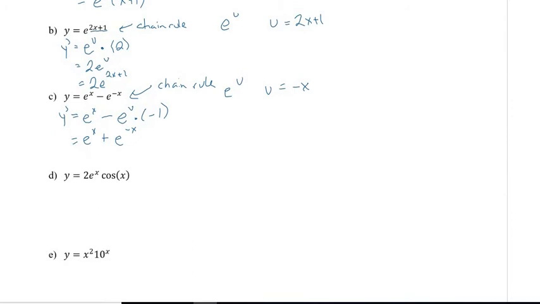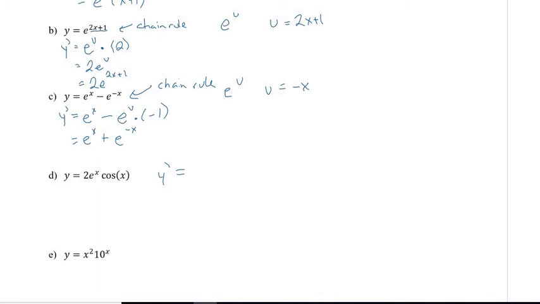Hopefully these are starting to make a little more sense, but it's just a matter of looking at each one and analyzing it as you go. For the next problem, we have y equals 2 times e to the x times cos of x. Now we have some trig thrown in there, but it works out the exact same way. The same rules apply, and we can use exponential rules and trig rules in the same problem.